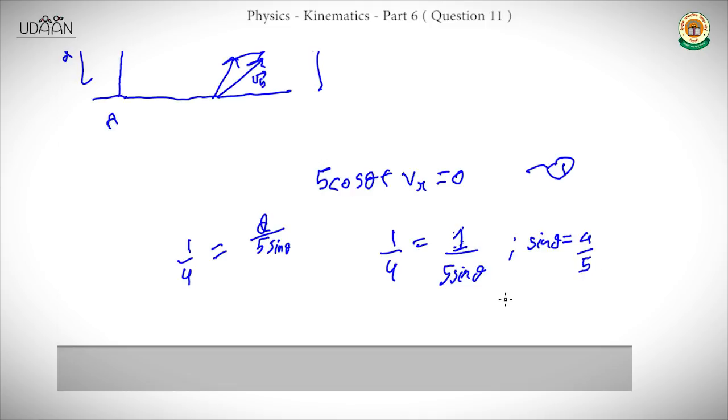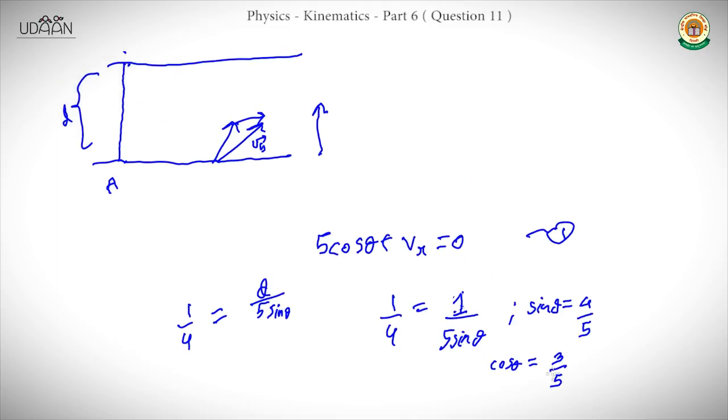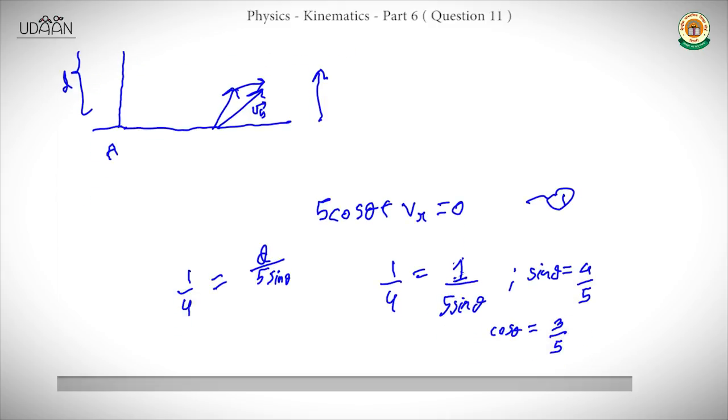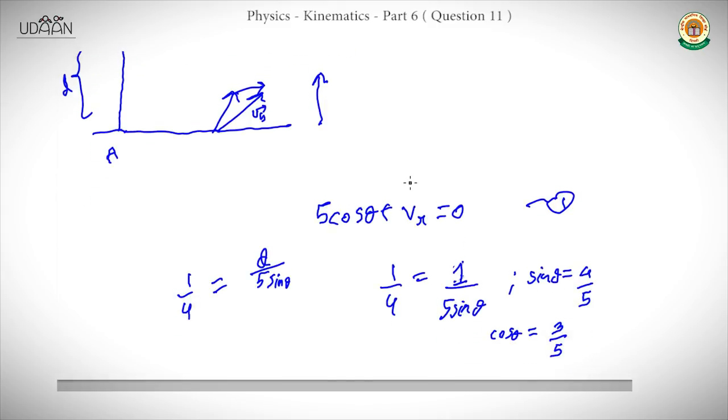We know that cos theta is equal to the square root of 1 minus sin squared theta. We will calculate it and find that cos theta is equal to 3/5. It's very simple. So we will put the value of cos theta in the first equation to find the value of VR. We will find that VR is equal to minus 5 cos theta, which is minus 5 into 3/5.